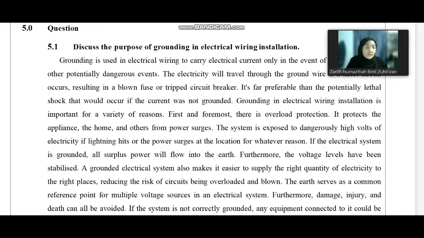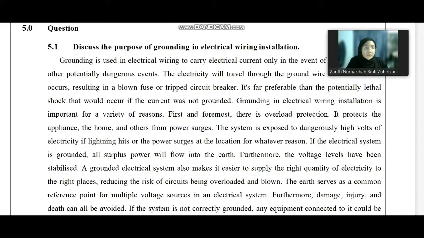A grounded electrical system also makes it easier to supply the right quantity of electricity to the right places, reducing the risk of circuits being overloaded and blown. The earth serves as a common reference point for multiple voltage sources in an electrical system.